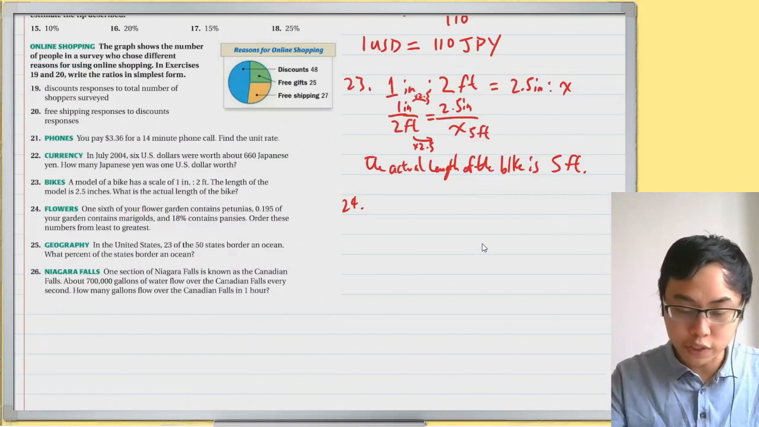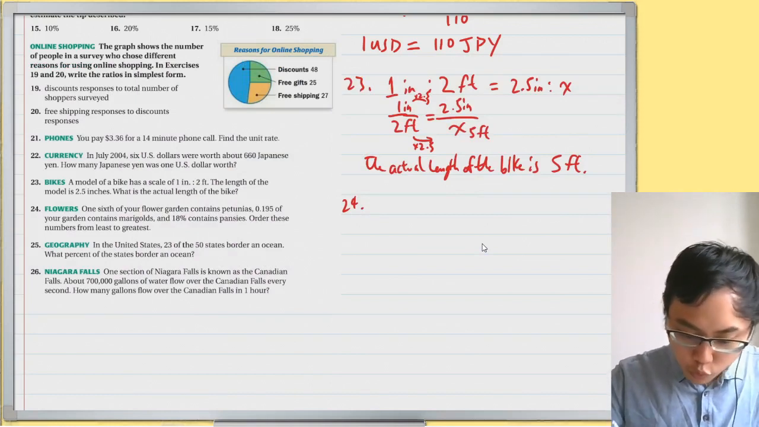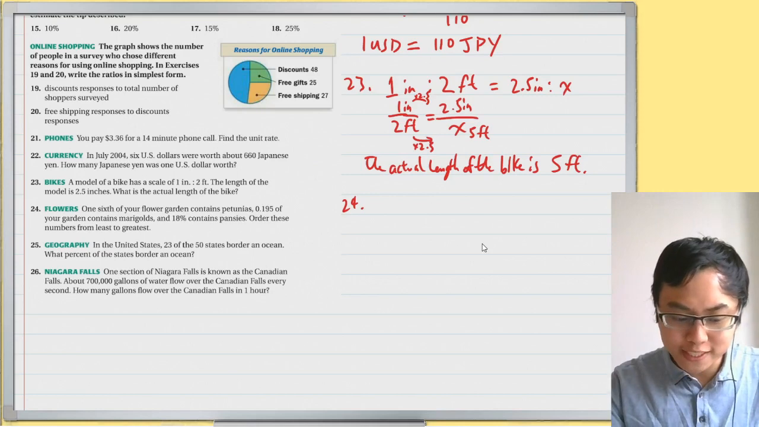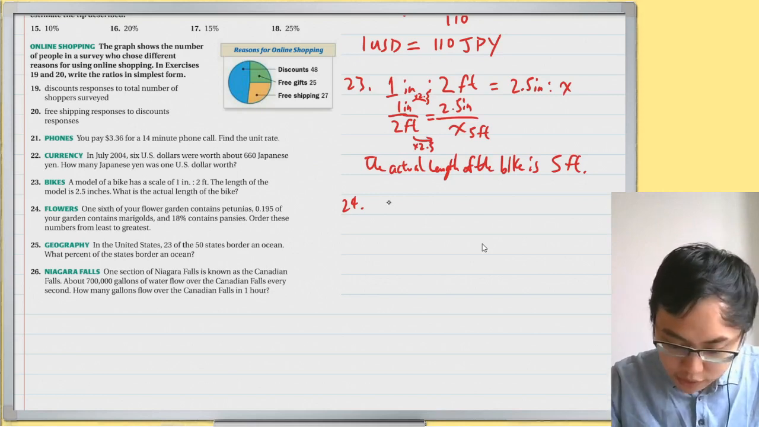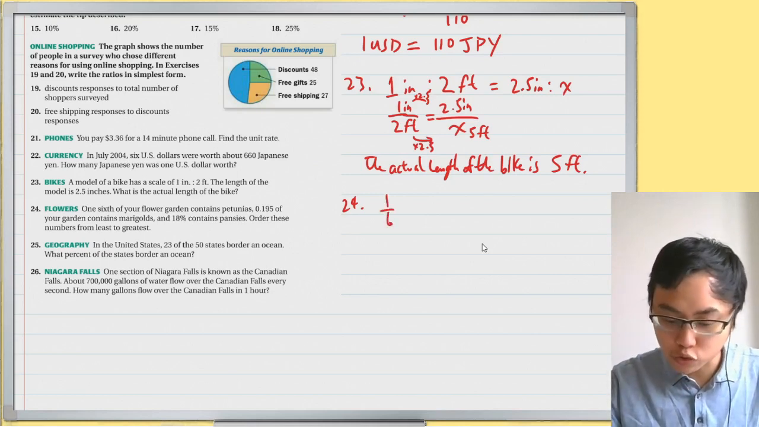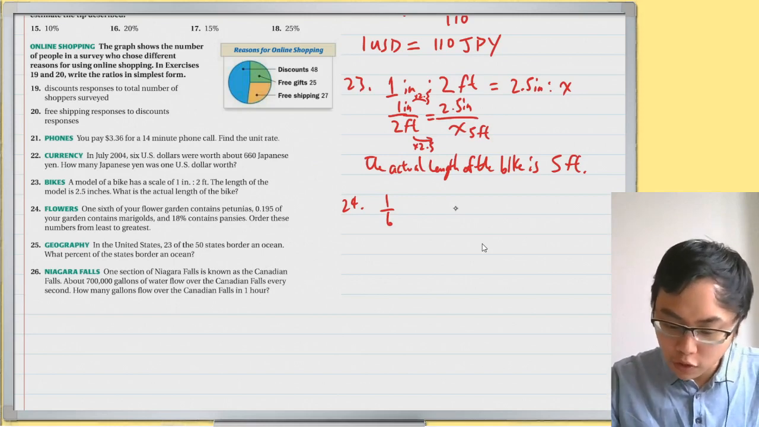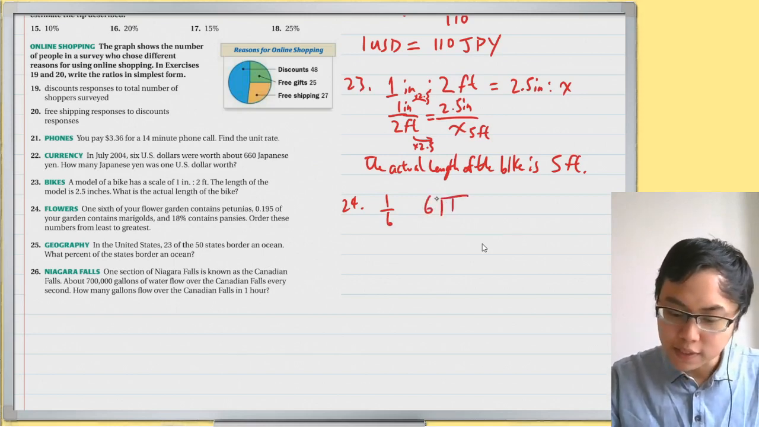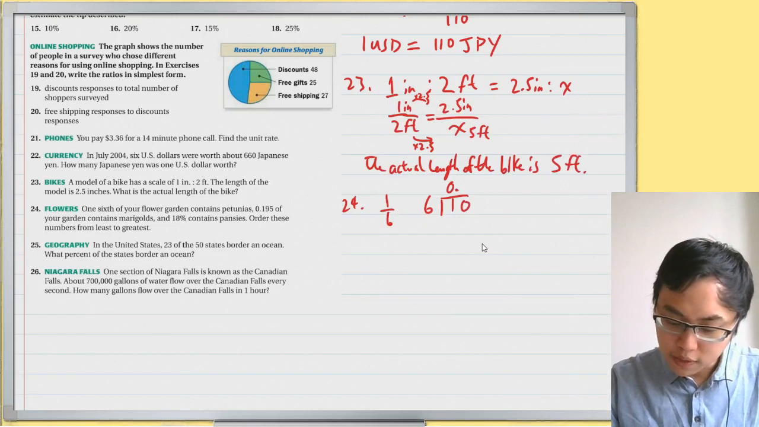Sorry for the screen flicker right there. So first of all, we need to work out what 1/6 is as a percent. So 1/6 is 1 over 6. Let's convert that into a percent by using long division. 1 divided by 6. 6 goes into 1 0 times, and so we add a 0.